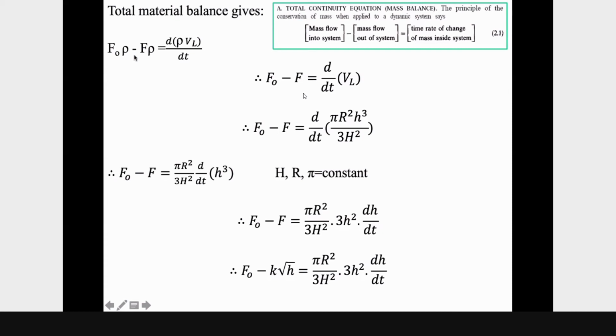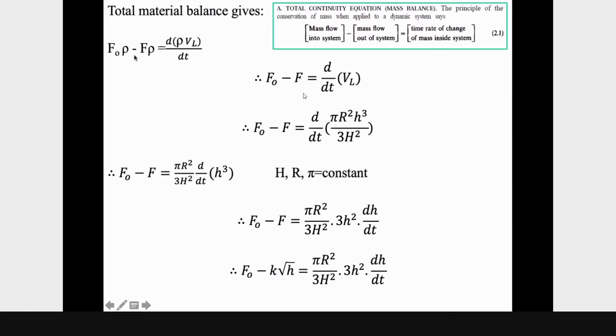Now let us substitute for F. ये जो outflow है, the outflow of the liquid from the cone is directly proportional to the square root of the height of the liquid inside the cone, and associated with its proportionality constant K.